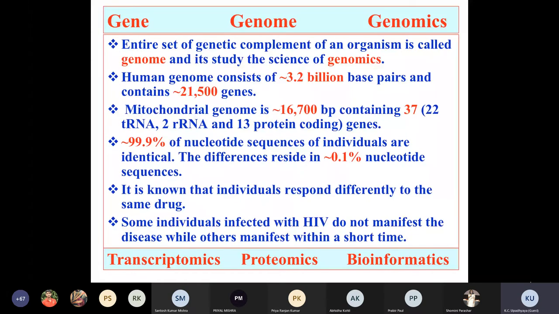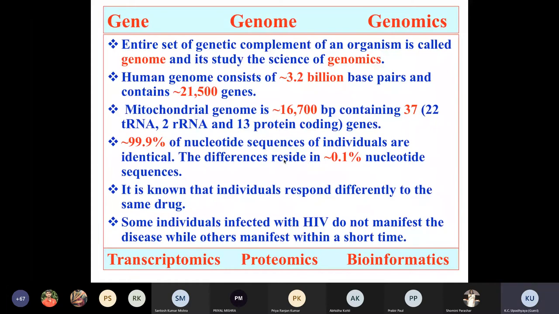Now we know that it contains 3.2 billion base pairs and about 21,500 genes, and it has, of course, all eukaryotic genes. The human cell also has a mitochondrial genome, which is very small, 16,700 base pairs and 37 genes. What came out of this is that 99.9% of the nucleotide sequence is identical between individuals. Yet there is a great diversity in the morphology of humans, and I'll show you a slide of this. Because 99.9% of sequences are the same, the differences reside in the remaining 0.1% of nucleotide sequences.